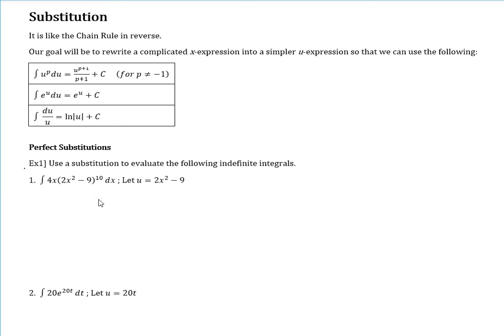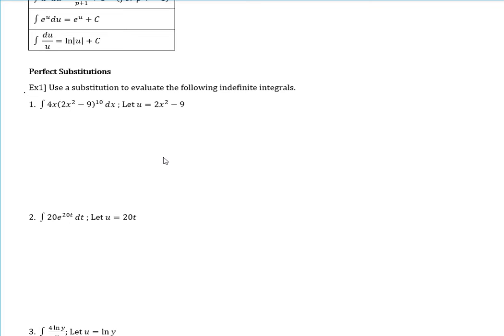Okay, so let's see how this works. In these examples, we have perfect substitutions. We're going to use a substitution to evaluate the following indefinite integrals. In example 1, they're telling us let u equal 2x squared minus 9. I'm going to put that over here, in blue.